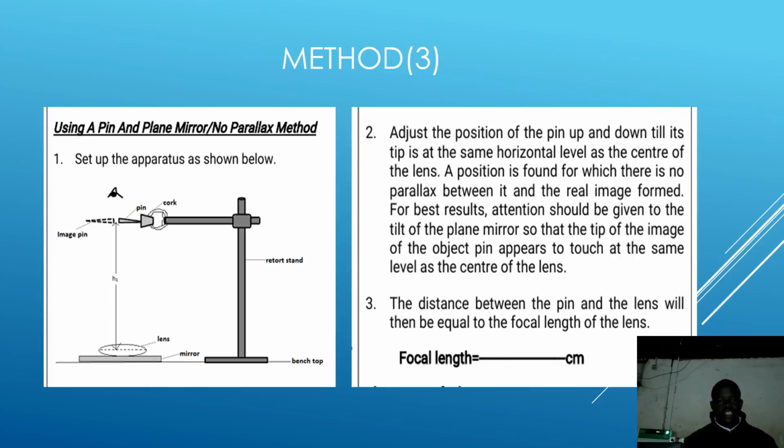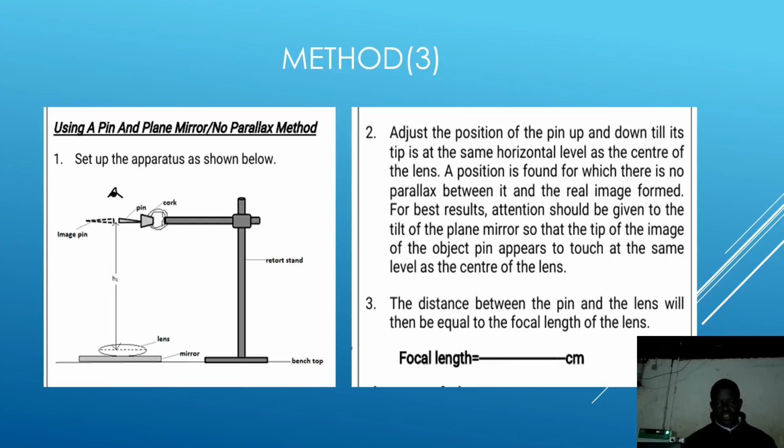Method number 3, using a pin and a plane mirror, also called the parallax method. So you set up the apparatus as shown. We have the retort stand, boss and clamp, and then the cork is attached at the clamp, and to that cork we have a pin. So we have got a lens, and then it is put over a mirror.